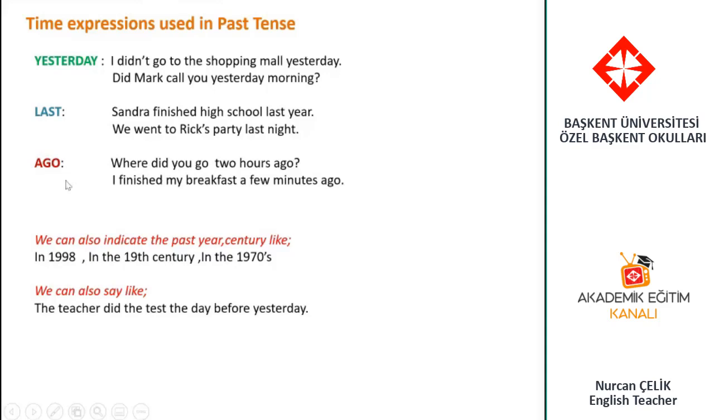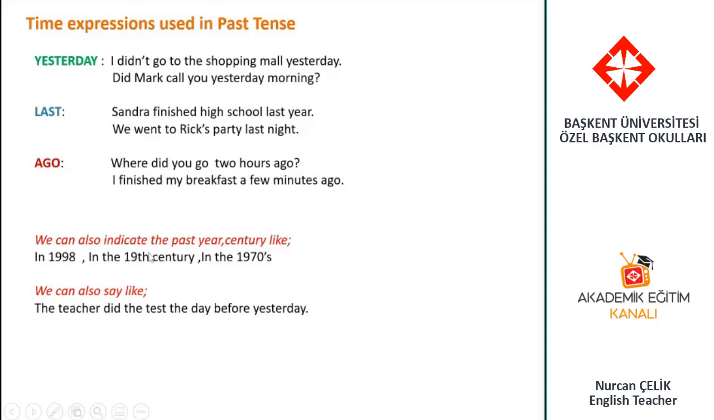Ago is another time expression, and it's not used alone as well. But this time, we use the time word or phrase before ago. 2 hours ago, a few minutes ago, 5 years ago, 3 months ago, a second ago, any of these. Where did you go 2 hours ago? I finished my breakfast a few minutes ago.